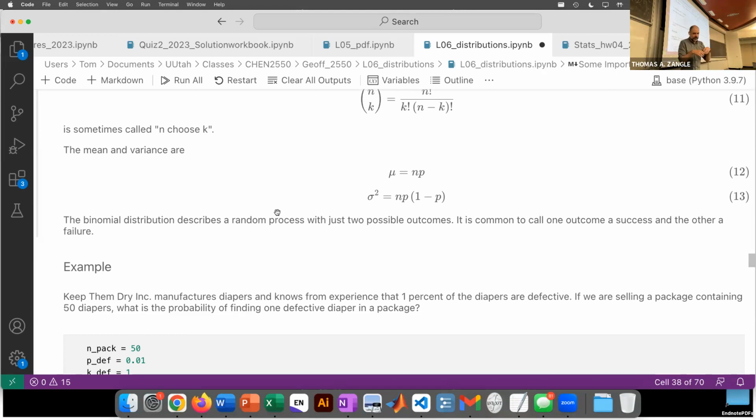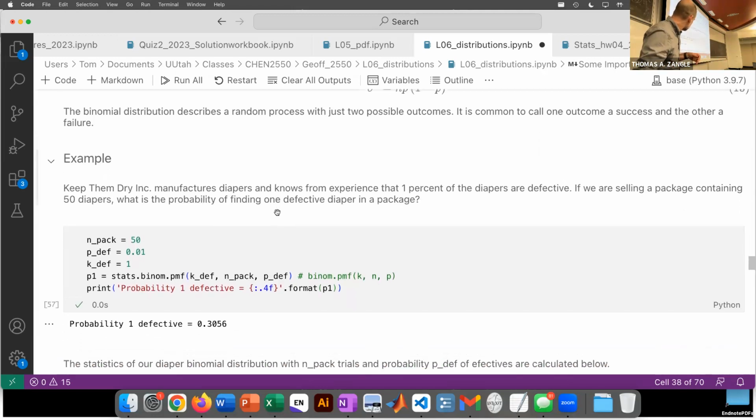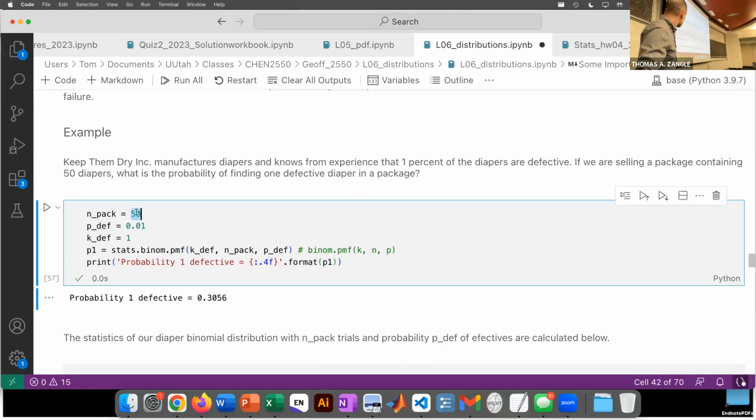That's a nomenclature we typically use when we're talking about binomial. Here's another example, something we've seen in homework and in the exam. We have diaper manufacturing, and we know that 1% of the diapers are defective. If we're selling a package containing 50 diapers, what's the probability of finding 1 defective diaper in a package? Our n is 50, because we're going to have 50 events. The probability of finding a defect, which we're defining as success here, is 0.01. And the number of events we're looking for, k, is equal to 1.